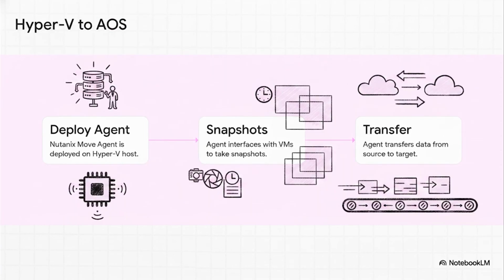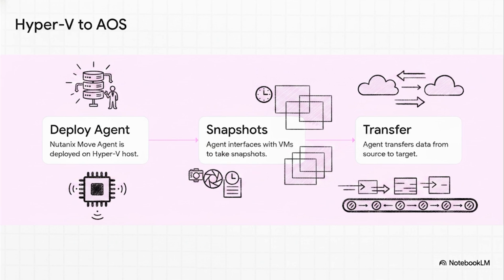Let's move on to our second example and see how this builds. When migrating from Microsoft Hyper-V to AOS, the architecture changes significantly. For Hyper-V, you absolutely must deploy a dedicated Nutanix Move agent service directly onto the source Hyper-V host. Why the big difference? It actually comes down to how Microsoft's Volume Shadow Copy Service, or VSS, and the underlying Hyper-V host architecture handle snapshotting.